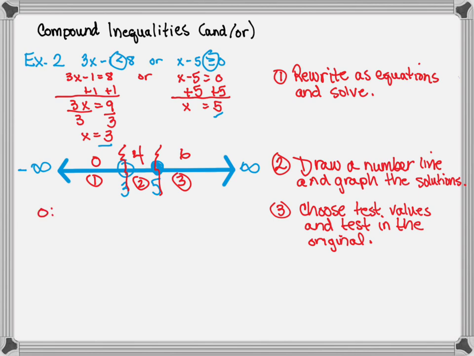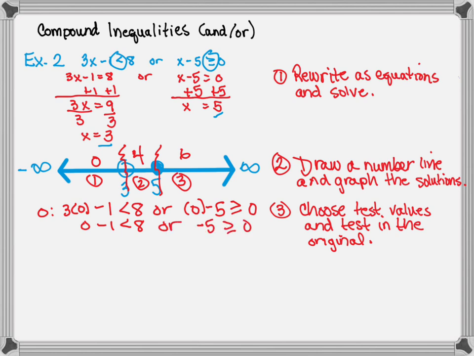Let's test the 0 first. So 3 times 0 minus 1 less than 8, or 0 minus 5 greater than or equal to 0. 3 times 0 is 0, 0 minus 1 less than 8, or 0 minus 5 is negative 5, negative 5 greater than or equal to 0. 0 minus 1 is negative 1, so I have negative 1 less than 8, or negative 5 greater than or equal to 0. Negative 1 is less than 8, that is true. Negative 5 is not greater than or equal to 0, that is false.